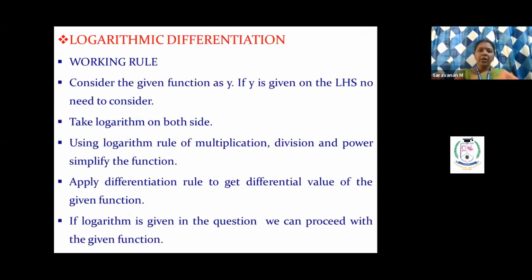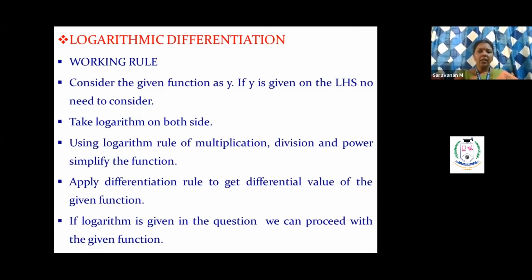Then we are going to use logarithmic differentiation. So for that, we'll just see the procedure. That is a working tool. As usual, we have to consider the given function is y. If they have already mentioned y is equal to, no need to consider. Then take log on both sides. We have to take log on both sides.